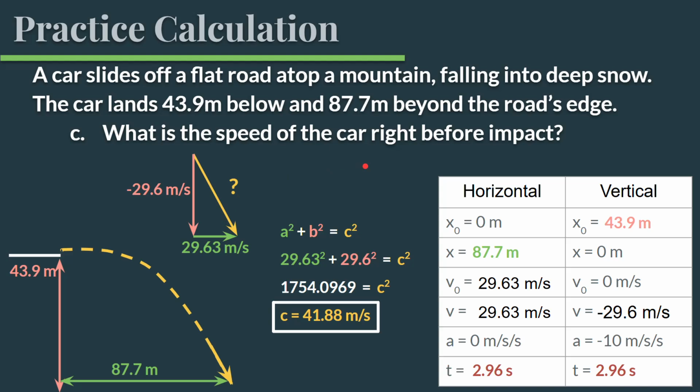And are there any questions about this? Yes. You knew that we were talking about, like, we had to find the resultant? Yeah, because it just said the speed of the car, didn't say like horizontal or vertical. Right, because it just says what's the speed of the car right before impact, it wants the total speed. All right.